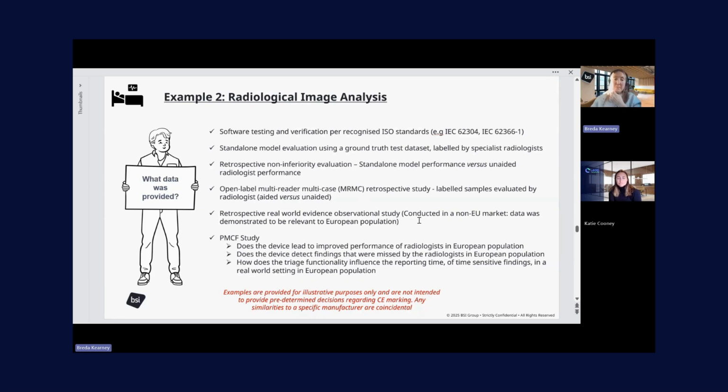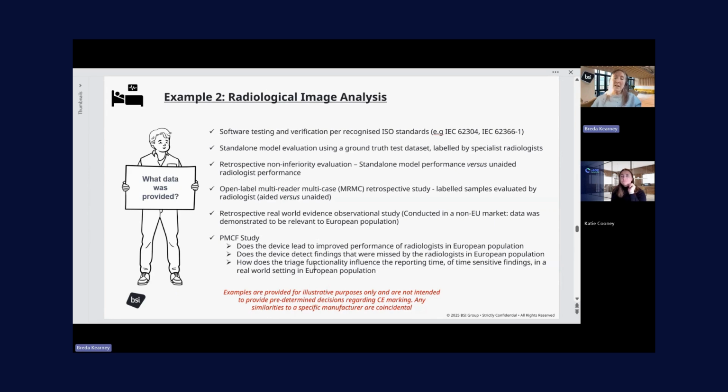They had the device launched in Australia. So they had real world evidence from Australia, and they went out, they gathered that in a study, and they were able to demonstrate that that data was relevant to the EU population. So they had that data as well.